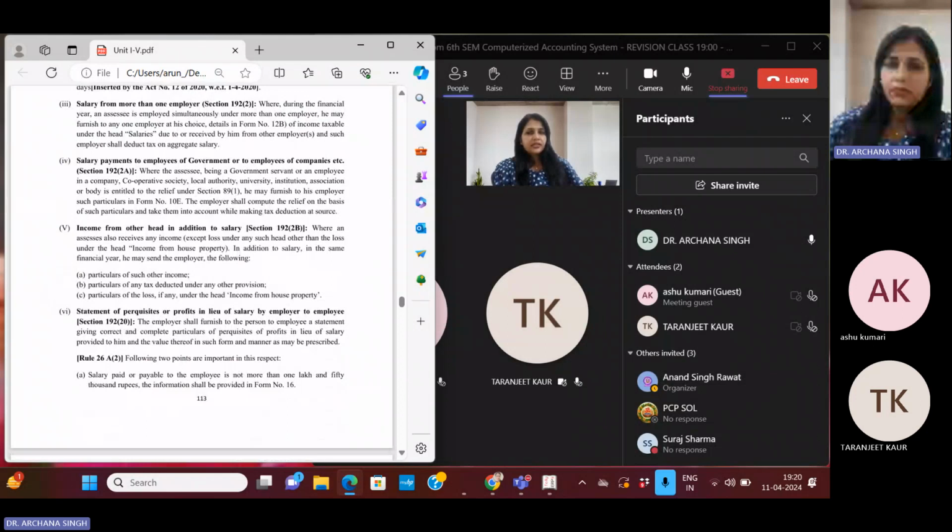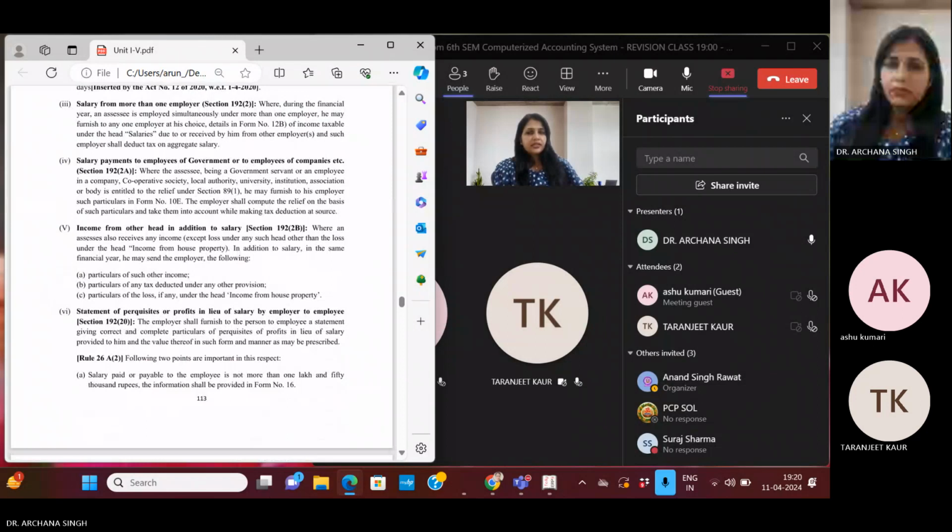Okay, then next is your income from other heads in addition to salary. कि अगर आपका कोई भी income other than salary है, then it comes under section 192 subsection 2B, जहाँ पे the employee is receiving any income except loss under such head other than the loss under the head income from house property. Okay, so in addition to salary in the same financial year, he may send the employer first particulars of such income, जो additional income है उसके, then particulars of any tax deducted under any other provision, then particulars of the loss, if any, under the head income from house property.